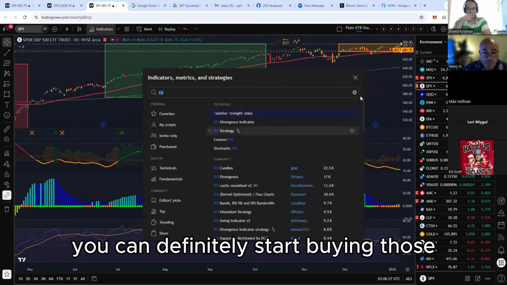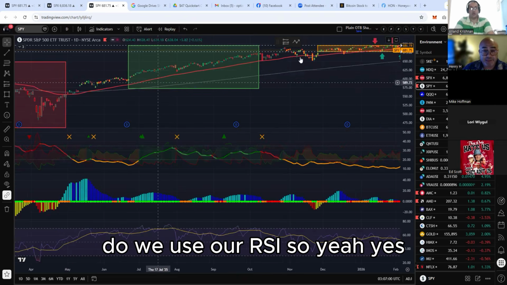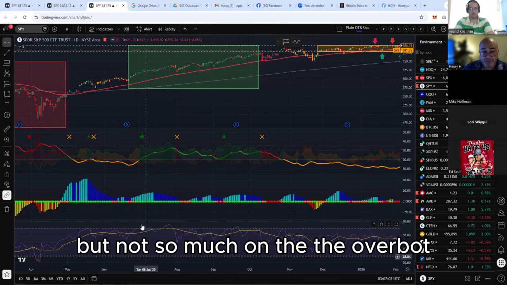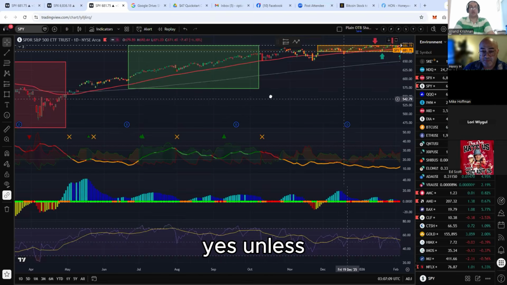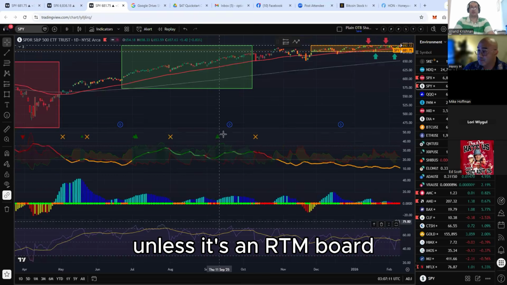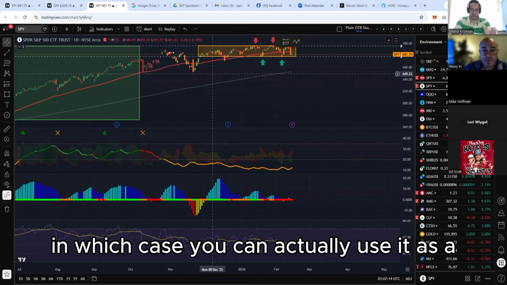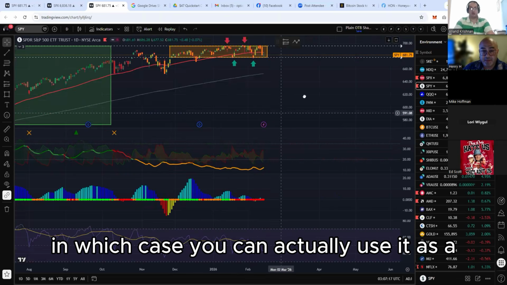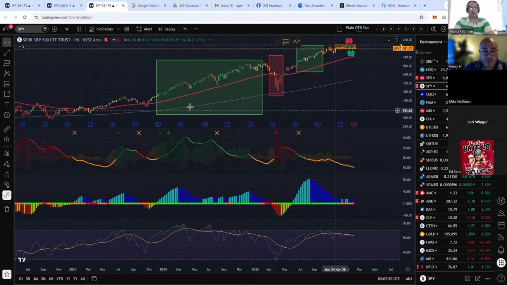A question we got is, do we use RSI? Yes, I like RSI, but not so much on the overbought side. I can't use that as a put signal by itself, unless it's in RTM mode, unless the ADX is lower than 20, in which case you can actually use it as a signal.